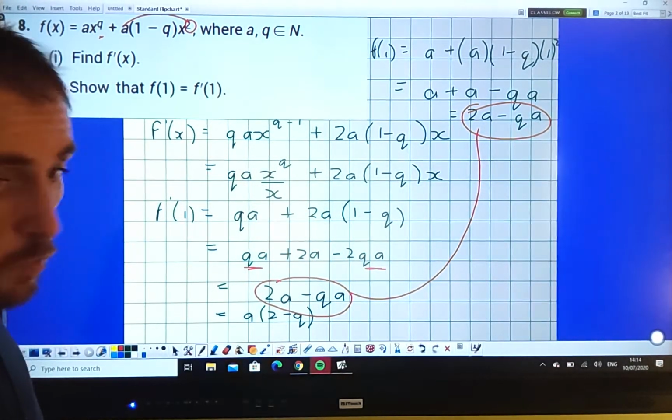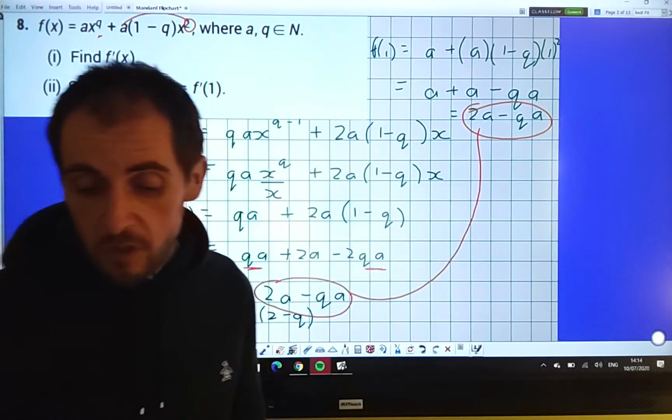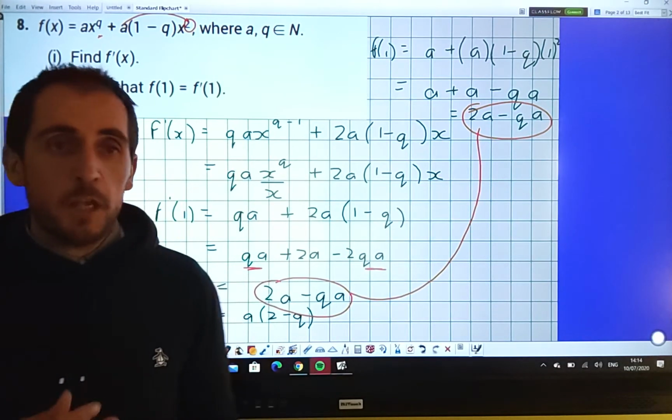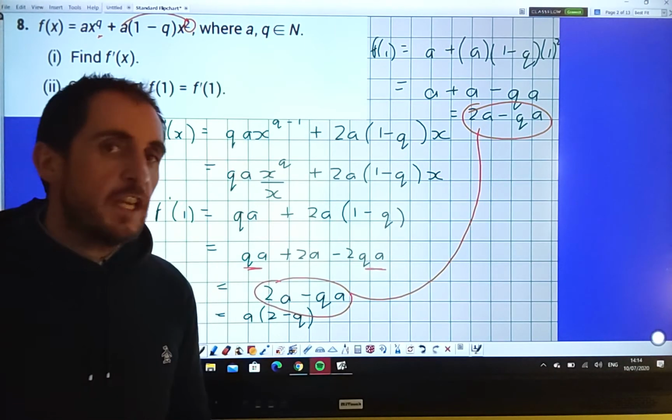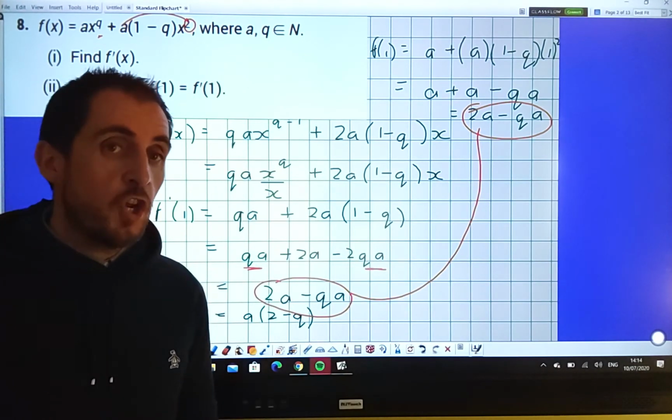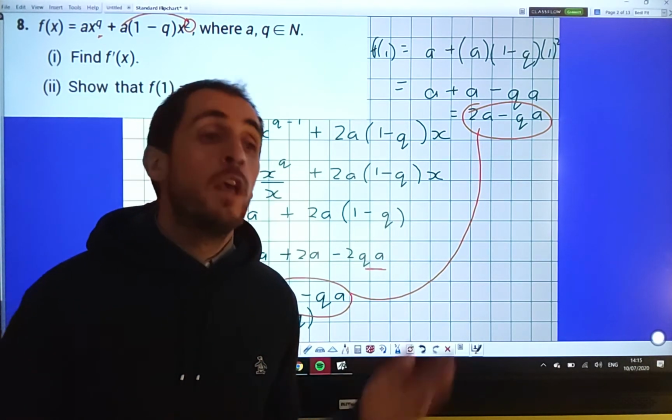Okay guys, so that's question 7 and 8. So I hope you found some benefit in that. And again, that's the type of stuff, now you're going into the mentality or the mindset you need for doing honours maths. It's realising this is a calculus question, but you have to apply what you know with indices and algebra to do the question.